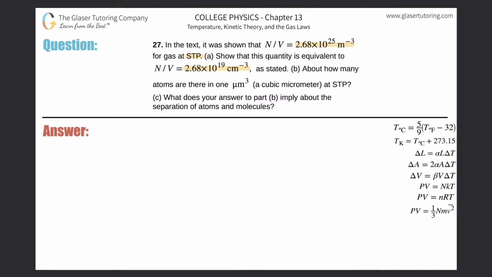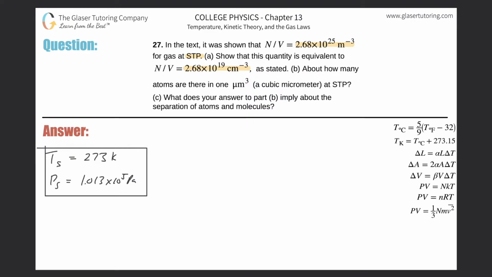Standard temperature and pressure, STP. What is the standard temperature? I'll write that as T sub S. It's 273 Kelvin. Please memorize that. And what's the standard pressure? It's 1 atmosphere, or aka 1.013 times 10 to the 5th pascals. This you have to memorize. Anytime they talk about STP, those are the values for temperature and pressure. Now, getting back to the problem.